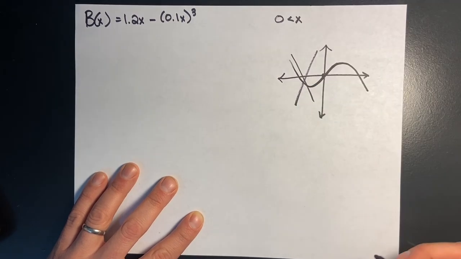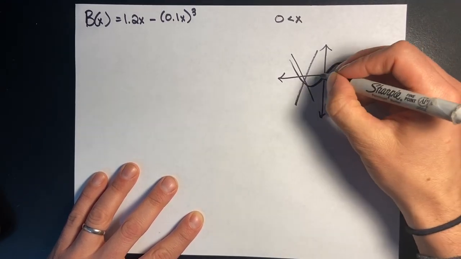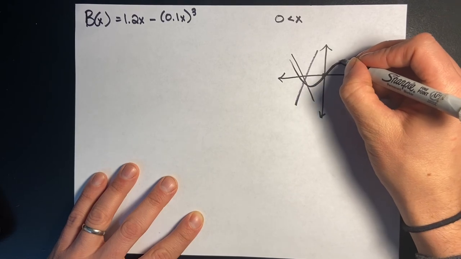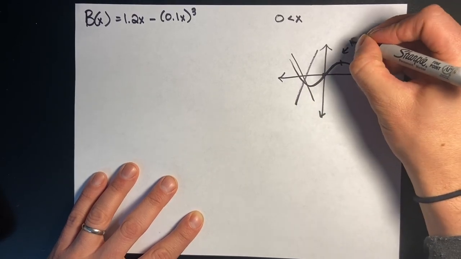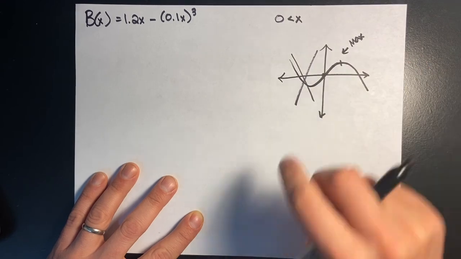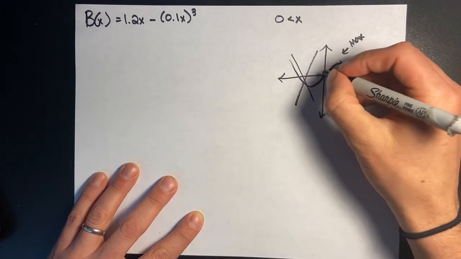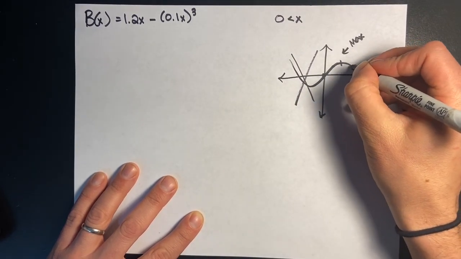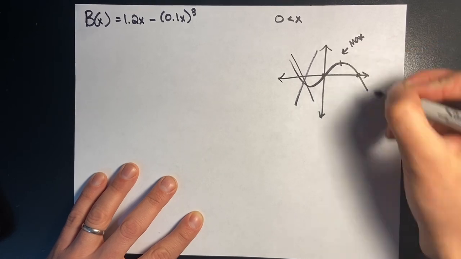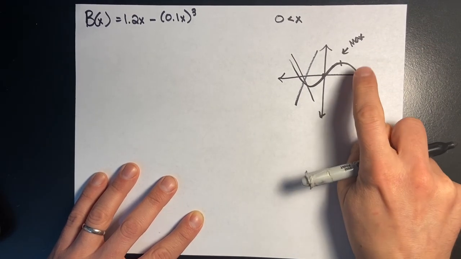That's 0, 0. What I need to know is, see, it goes up here. That's going to be my maximum. Whatever that number is going to be my maximum. That's actually what I'm looking for in this whole problem. So if I want to find the most buses I can sell, that will be that number right there.